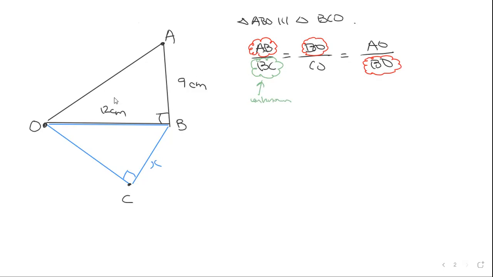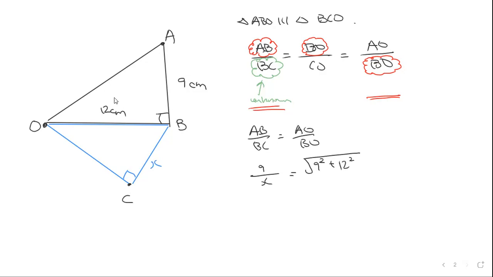So in other words, we would focus purely on this one and this one. In other words, we'd say AB over BC equals AO over BO. In other words, 9 centimeters over x is equal to, use Pythagoras, 9 squared plus 12 squared.